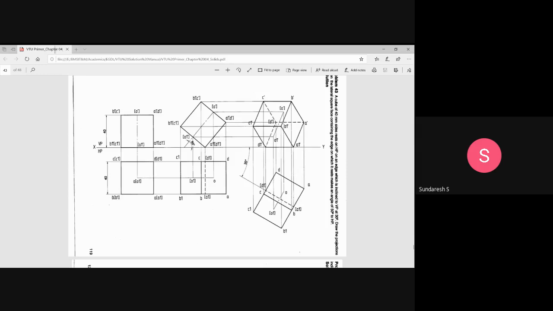Any doubts, my dear students? Shall I proceed for the next problem? This combination is shown in the operator machine interface.